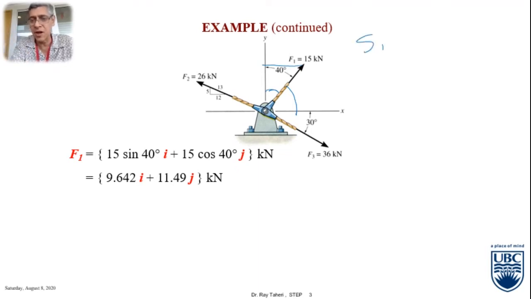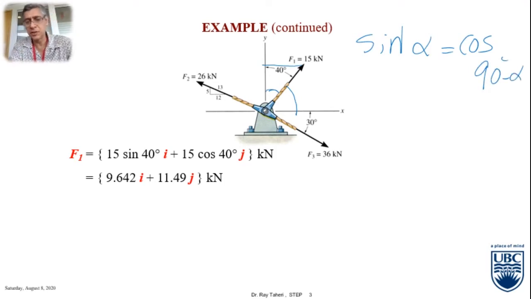You realize that the sine of alpha is equal to the cosine of 90 degree minus alpha. So this is pretty much the same. So you have the x and y components of vector F1. Interestingly, you can see that the vector 1 is in the first quadrant, so both of them are positive.